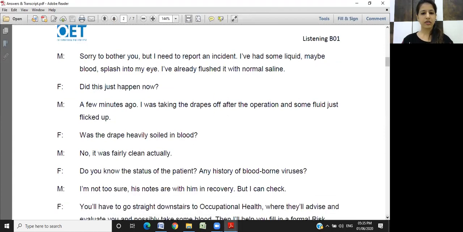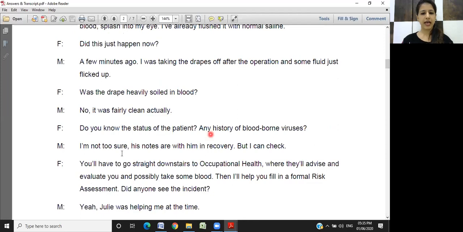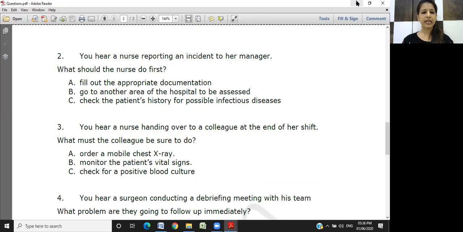So it was the nurse who said that his notes are with him in recovery, but I can check. But the manager had nothing to comment on this. Okay. And she said you will have to go straight downstairs to occupational health. They will advise and evaluate you and possibly take some blood. And then you will need to fill in a form. So that is the next step to be done. But the first step is to go to the occupational health and safety department, where they will be assessed.